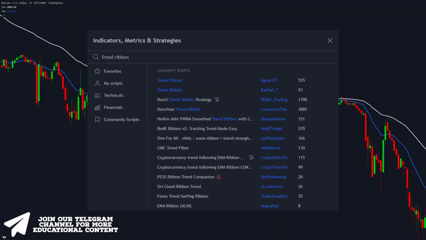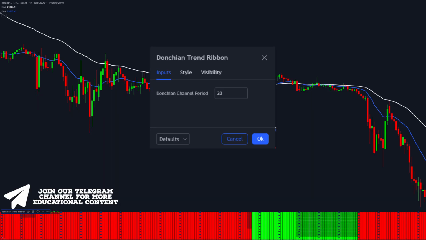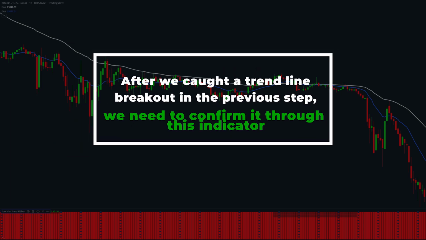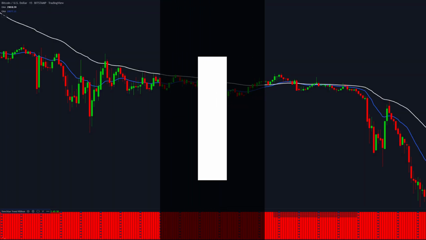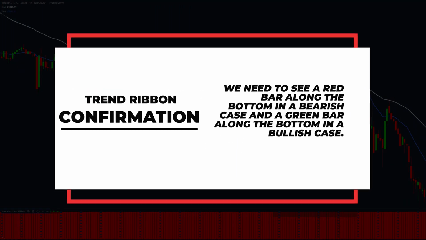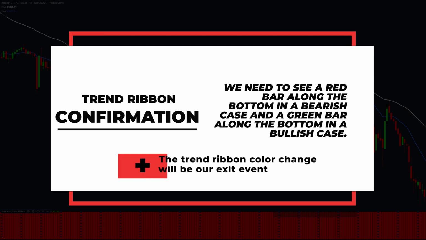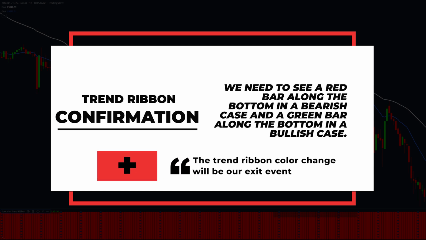So, go to the Indicators tab, type Trend Ribbon, and choose this indicator. For now, let's adjust settings and change the channel period to 50. So, after we caught a trend line breakout in the previous step, we need to confirm it through this indicator. With that, we need to see a red bar along the bottom in a bearish case, and a green bar along the bottom in a bullish case. Also, the trend ribbon color change will act as an exit event for us.